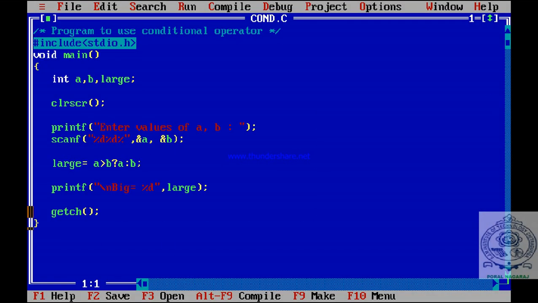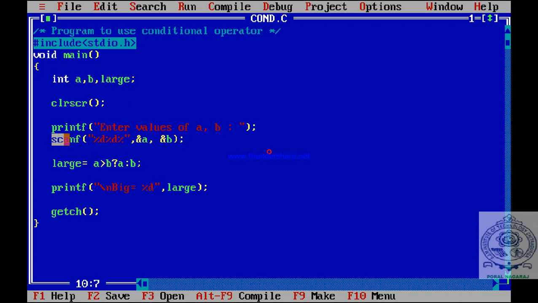So here I have written a program. I have taken two inputs, a and b. Declaration and preprocessor directives, everything is the same. Here a, b and large, three variables, I have taken of type integer. So clear screen. I have to read two inputs here. I am going to find out the largest of two numbers. So my given inputs are a and b, and large is the output. All are of course integers.